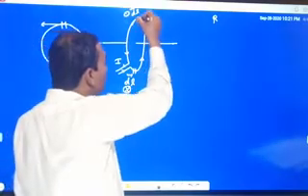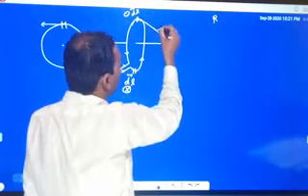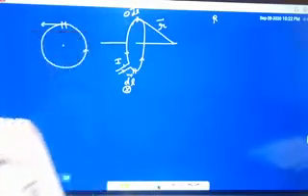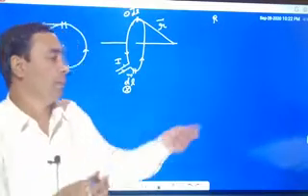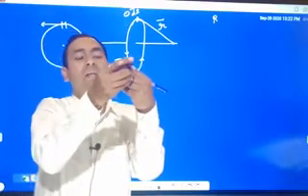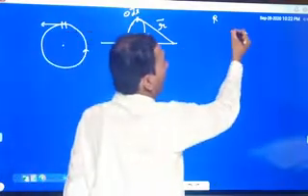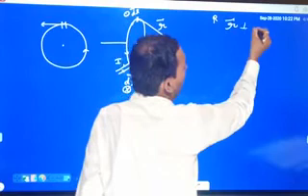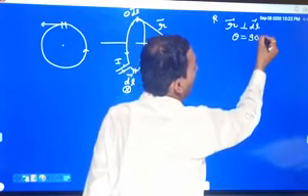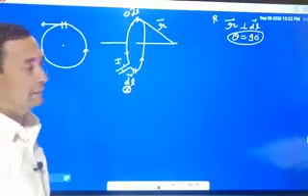Now we join this dl vector to this point P. This is r vector. Then r vector is in the plane of paper like that. r vector is in the plane of paper and dl vector is perpendicular to the plane of paper. So r vector and dl vector are perpendicular to each other. So the angle between r vector and dl vector is 90 degree.